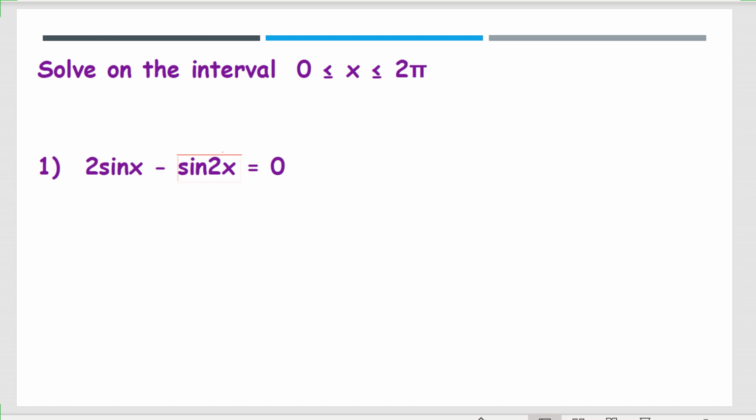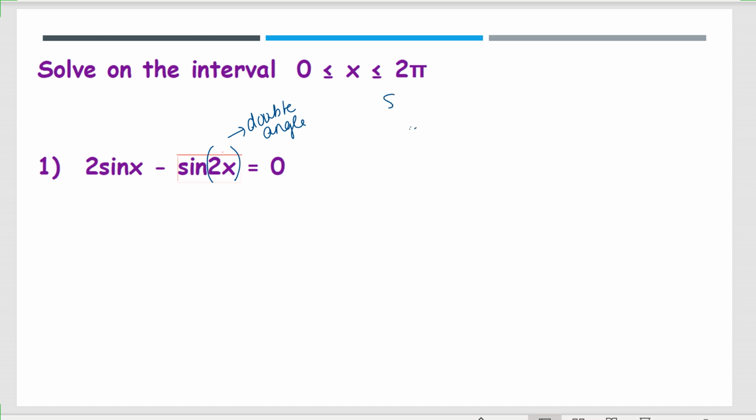So our first example is 2 sine of x minus sine of 2x equals 0. In this case, we do have a 2 in front of the first term, and then we have a 2 in front of the x for the second term. So that right there means that we are doubling that particular angle. So we want to use the double angle formula in order to be able to solve this equation.